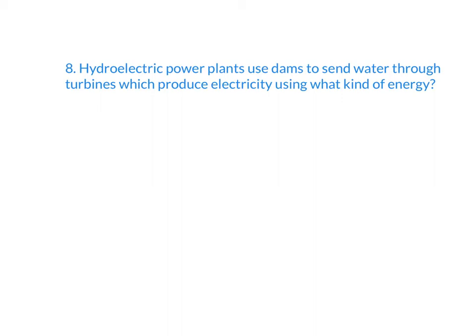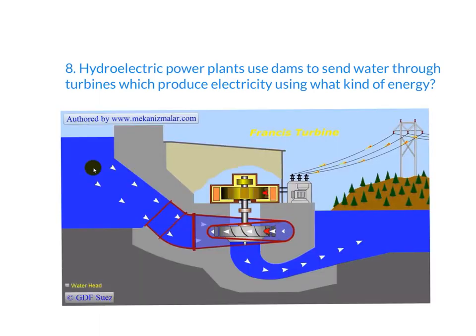Okay, so hydroelectric power plants. They use dams to hold lots of water behind them, and they send this water down through turbines, which produce electricity. What kind of energy is actually being used to run the turbines? So take a look at the picture. What do you think? What kind of energy is actually making the electricity? Looks like something is moving. There's the M letter, so if it's moving, it must be mechanical energy. Okay.